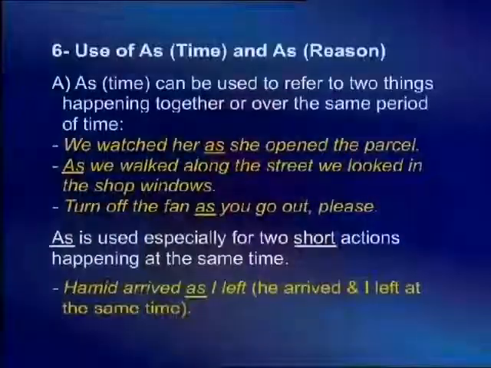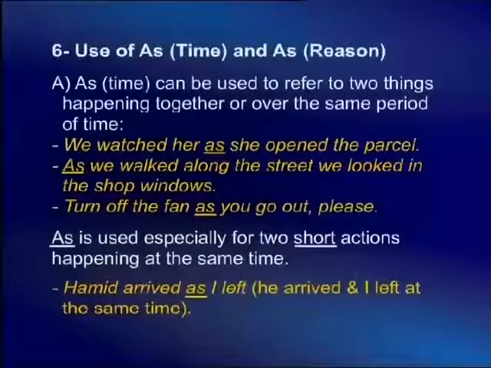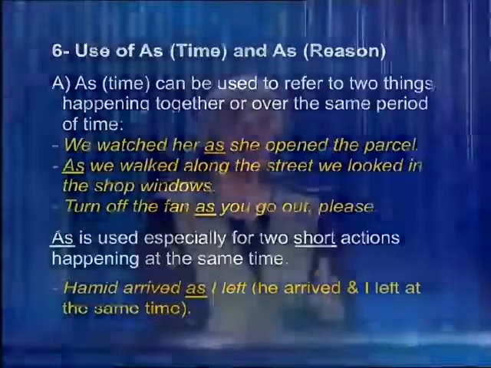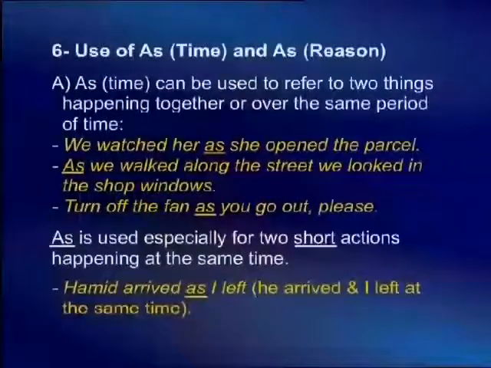And the last part is the use of as. You can use as to show time, and as to show reason. It can refer to two things when you are talking about as referring to time. It can be used to refer to two things happening together or over the same period of time. Example, we watched her as she opened the parcel. As she's opening the parcel, we are talking in reference to time. She's opening the parcel, you're looking at her. We watched her as she opened the parcel.